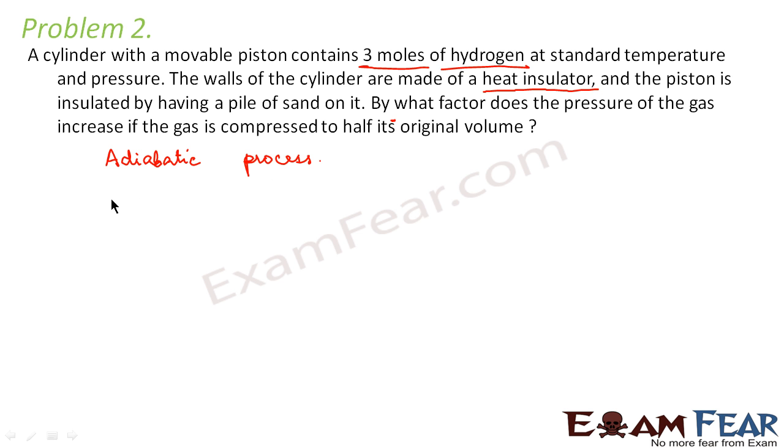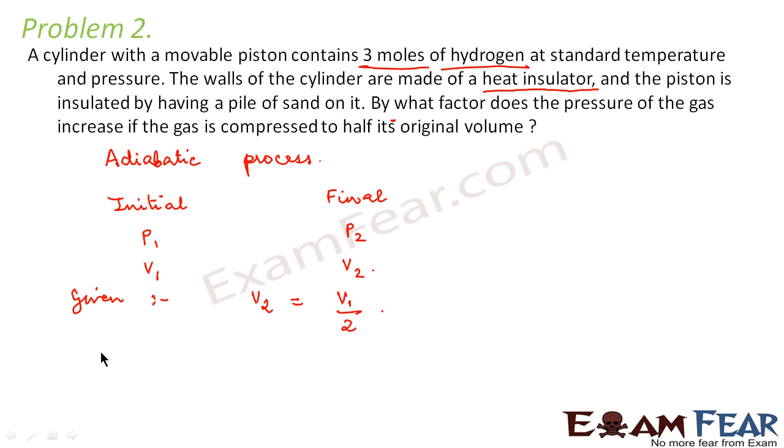Now, what is the initial state of the system? In the initial state, let us suppose the pressure is P1 and the volume is V1. And in the final state, let us suppose the pressure is P2 and the volume is V2. Now, in the question it is given that the gas is compressed to half its volume. That means the final volume is half of the initial volume, right?